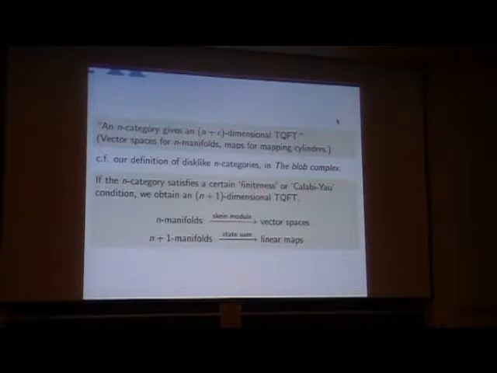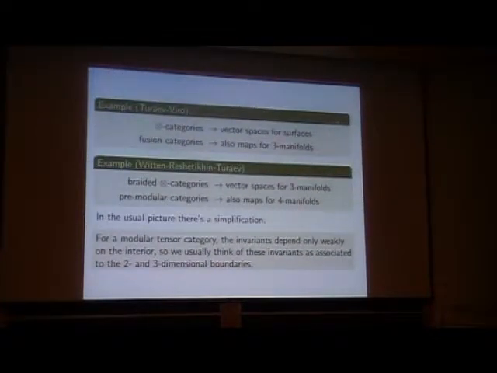Now, this recipe is very general and encompasses lots of wonderful examples. And I want to show you in these examples the difference between the n plus epsilon dimensional TQFTs and the n plus 1 dimensional TQFTs. If we just have a tensor category with some duals, we can build vector spaces for surfaces.